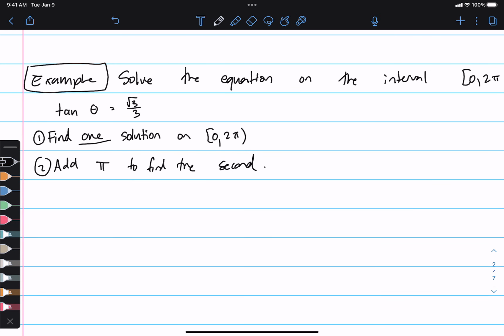So for tangent of theta equals root 3 over 3, look on your unit circle and try to figure this one out.